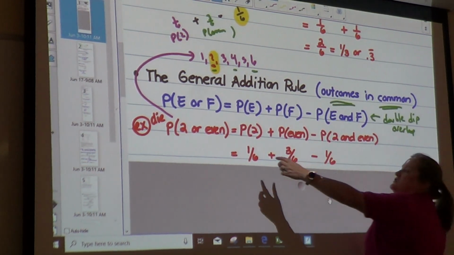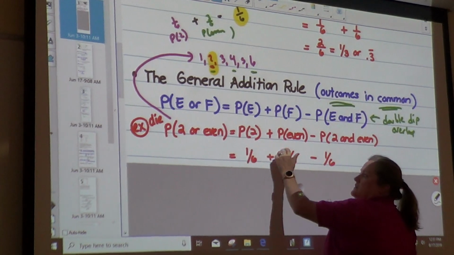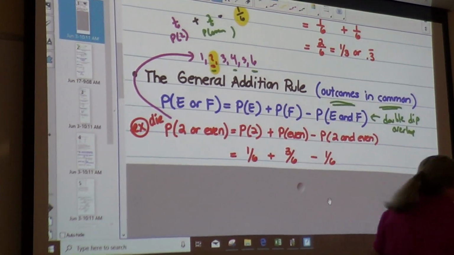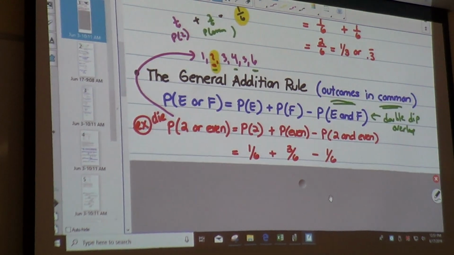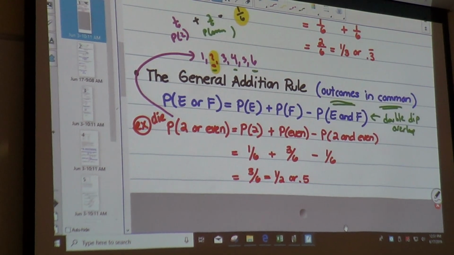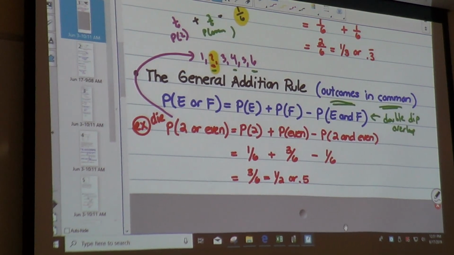So 1 plus 3 is 4, minus 1, so your answer is going to be 3 over 6, which is 1/2 or 0.5. I didn't have to do it for the 3 and the 4 because it didn't overlap. There was no double dip.